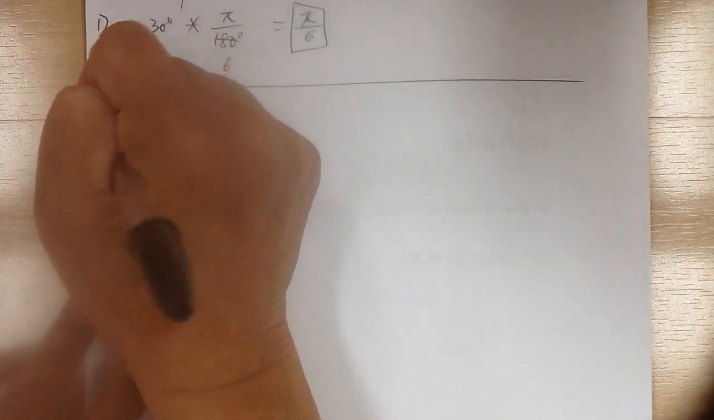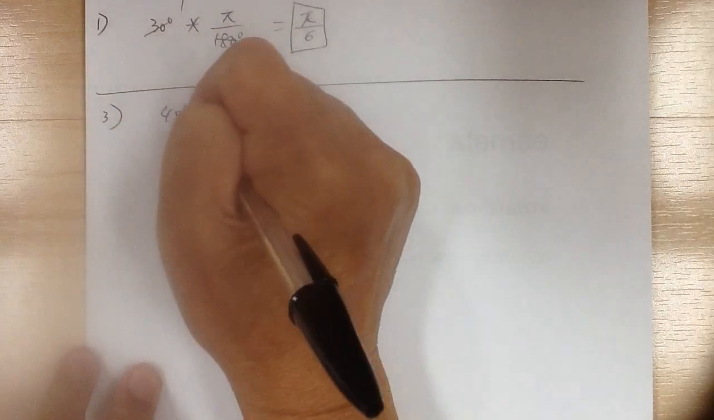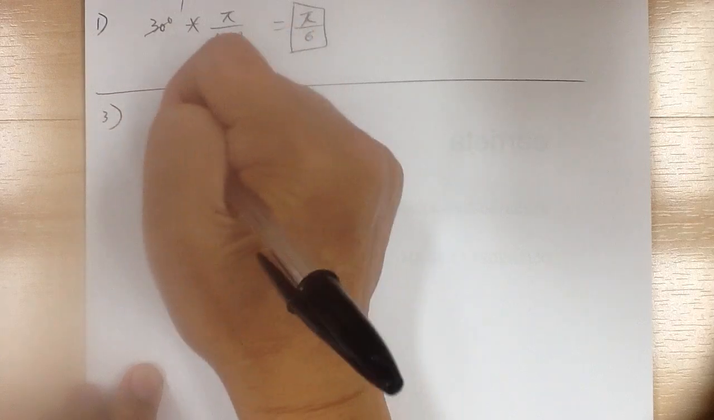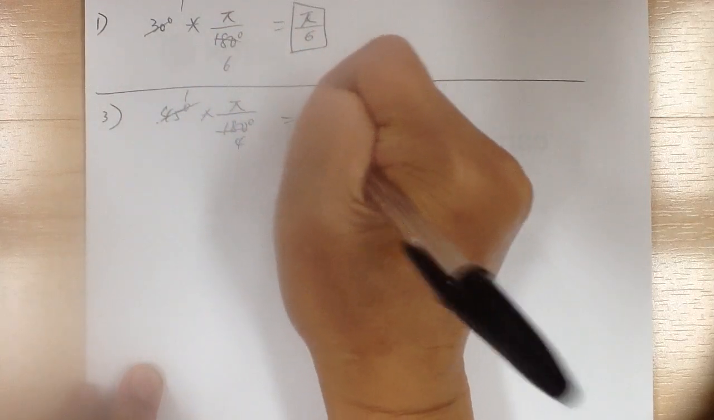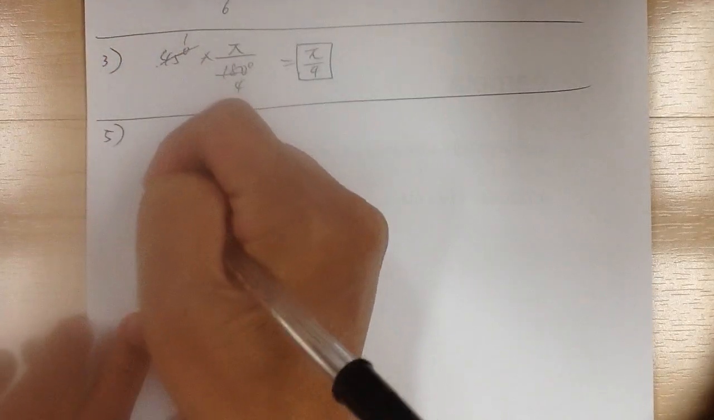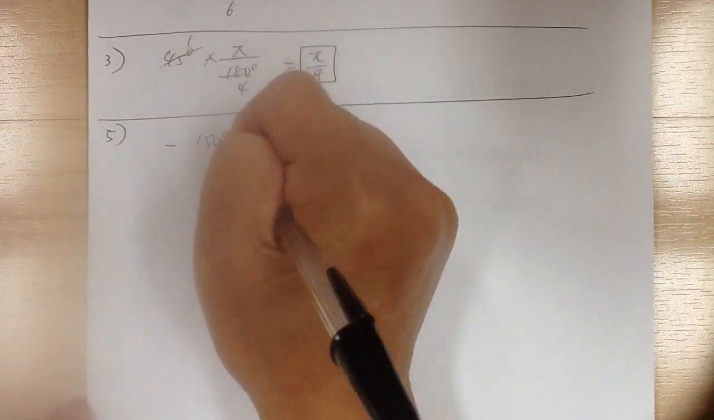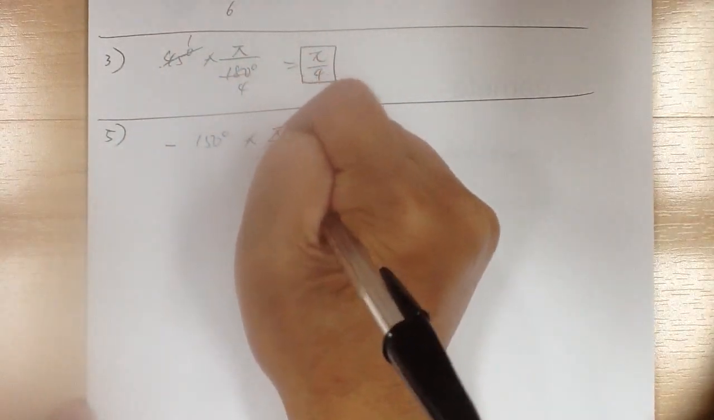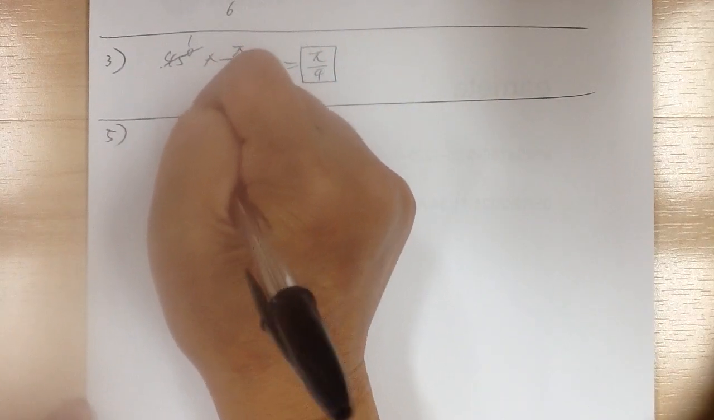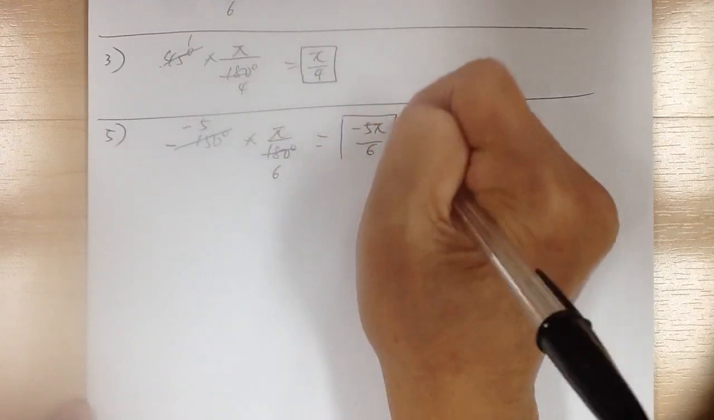Okay, number 3, 45 degrees. So again, multiply by pi over 180 degrees. And this should cancel out. So equal to pi over 4. Okay, number 5, negative 150 degrees. So you can multiply by pi over 180 degrees. Divide by 30, you get negative 5. Divide by 30, you get 6. So you get negative 5 pi over 6.